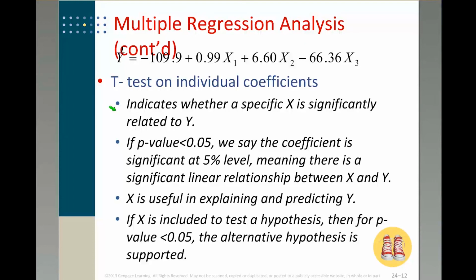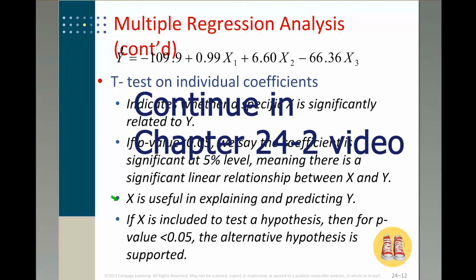Okay? So again, we love p-value, small p-value. If p-value is smaller than 0.05 for the t-test, we will say the variable x is significantly related to y. Okay, we would also say x is useful in explaining and predicting y.